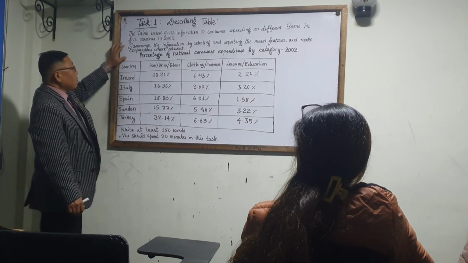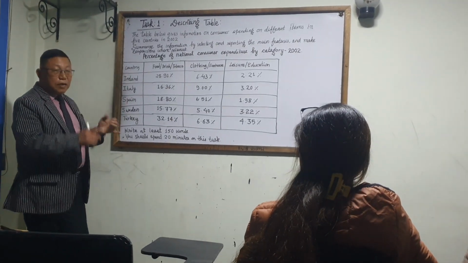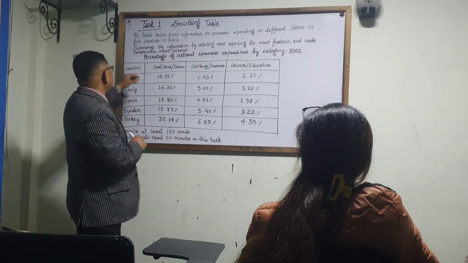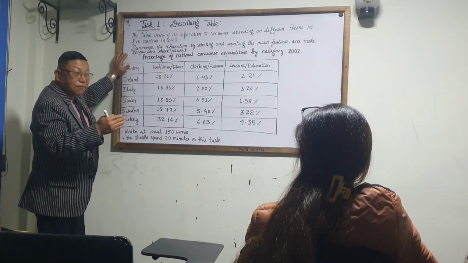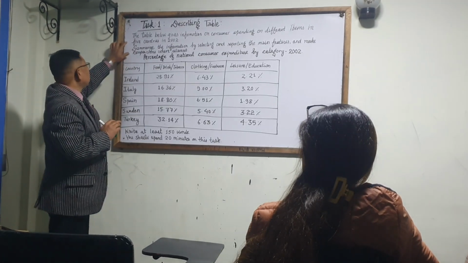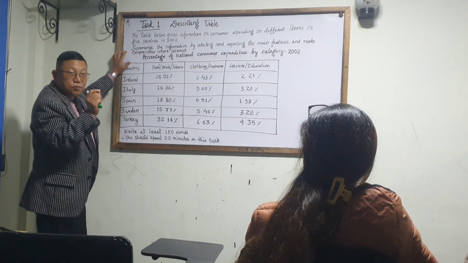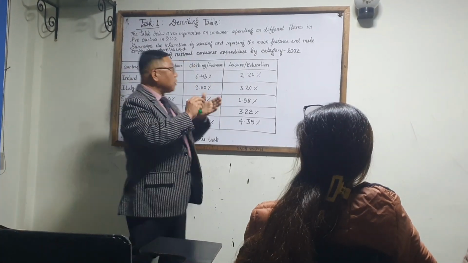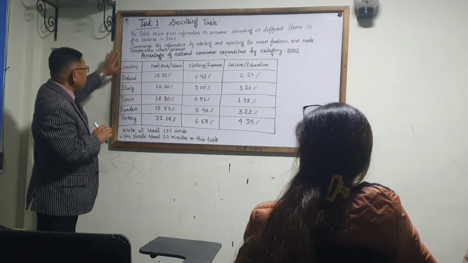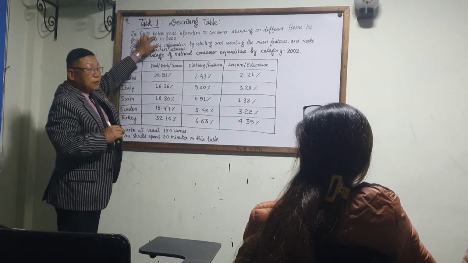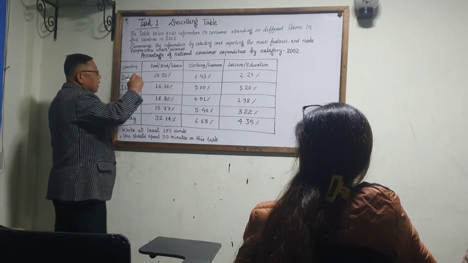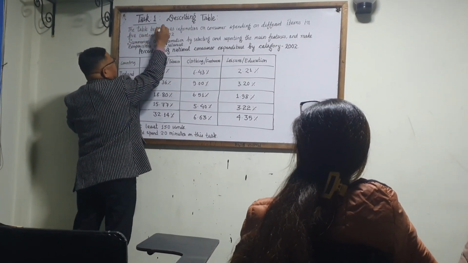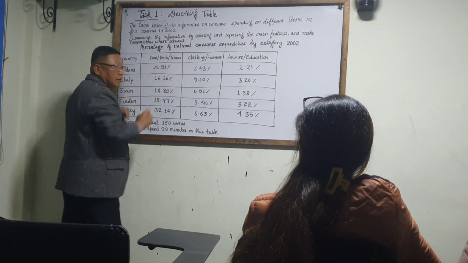Here you also have to write an introduction, body part, and conclusion. Now, how do you write the introduction? In the real test, task one is written, and under task one you have to write your answer. So you write: the given table. Below, you don't write "gives."